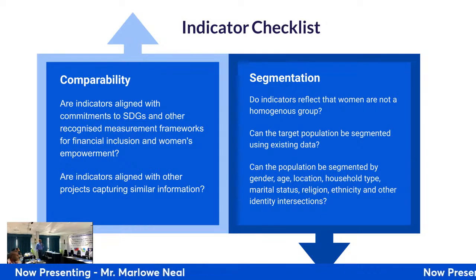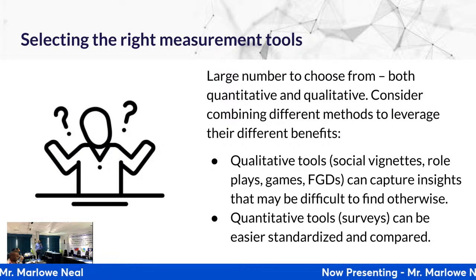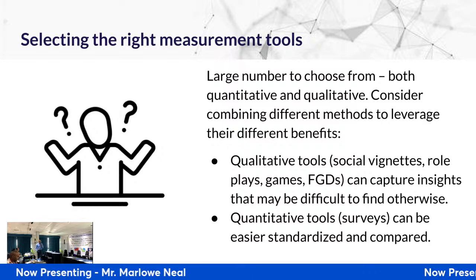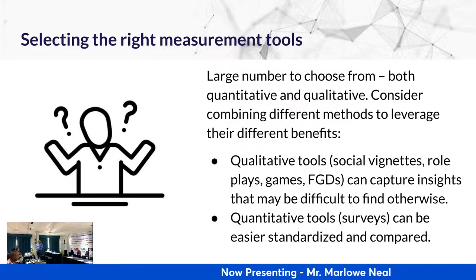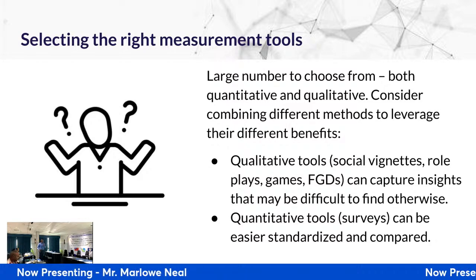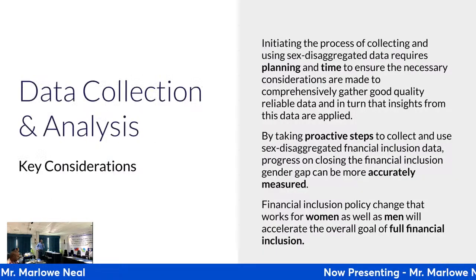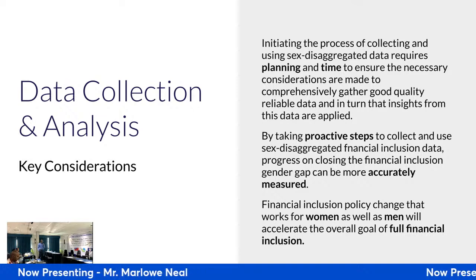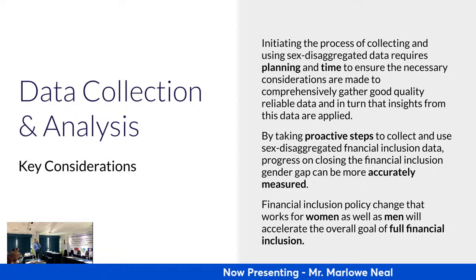Next slide, please. So selecting the right measurement tools, as I mentioned before, there's a large number of tools to choose from. There are qualitative tools, social networks, role plays, games. There are quantitative tools such as surveys, which can be more easily standardized and compared. So in terms of data collection and analysis, by taking proactive steps to collect and use sex disaggregated financial inclusion data, progress on closing the financial inclusion gender gap can be more accurately measured.